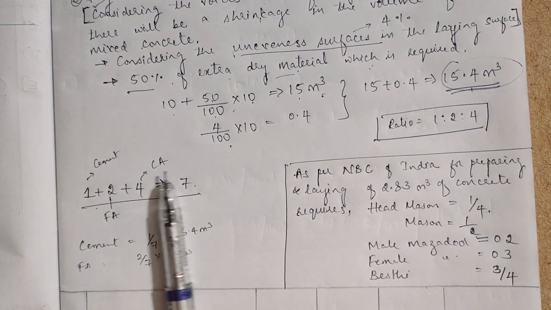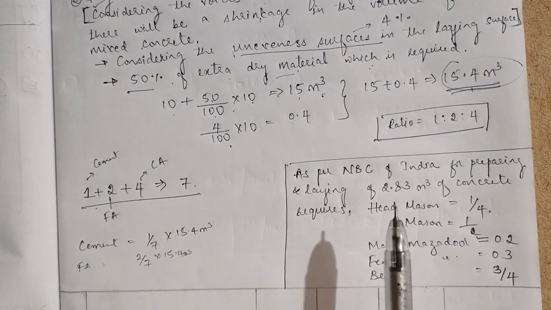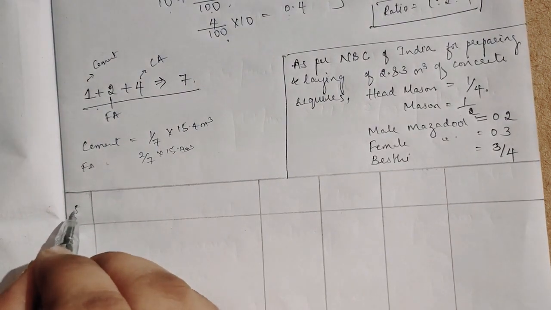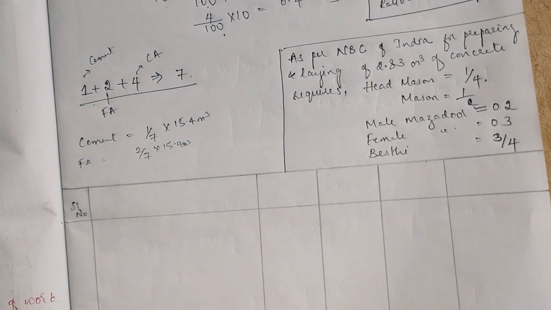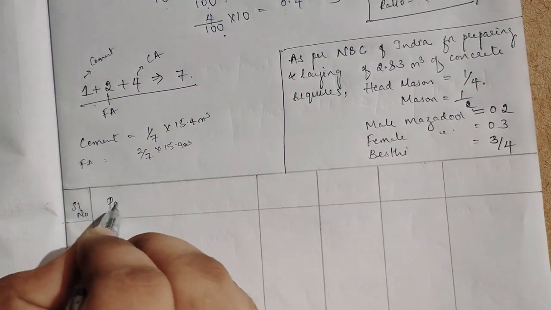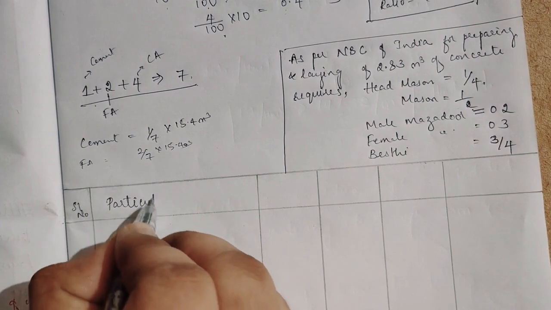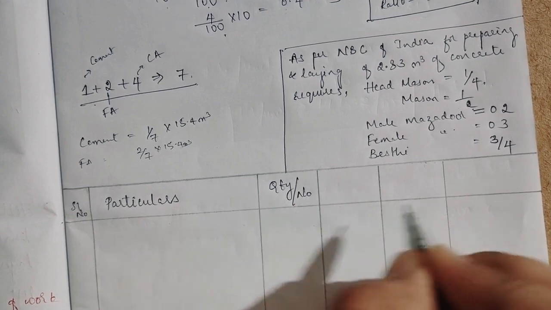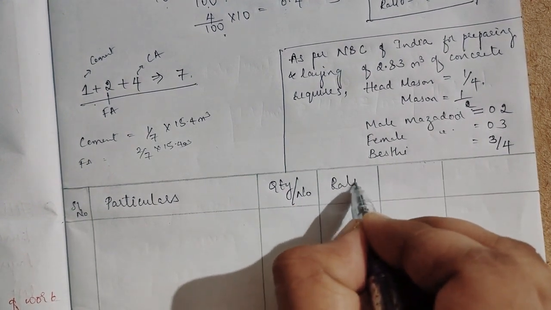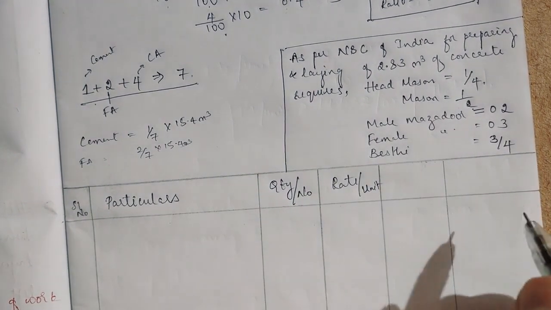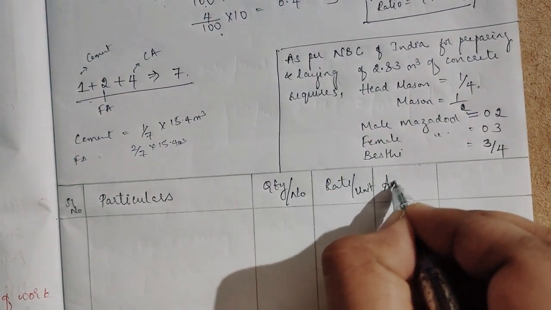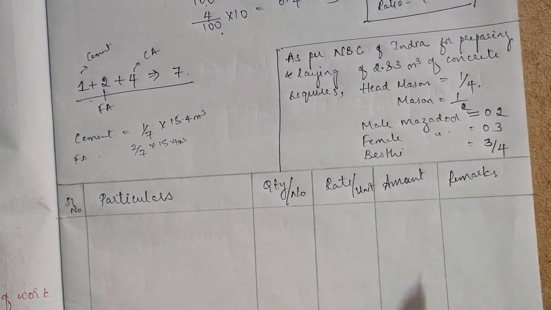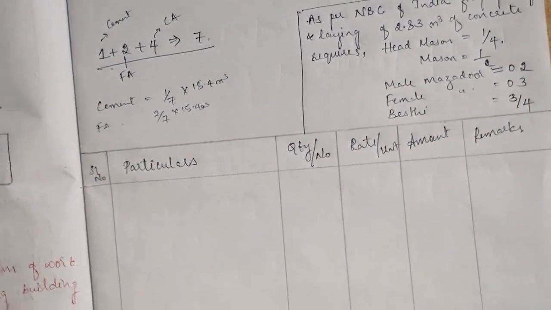This need not be necessary in the exam. You have to write this, and you have to write the tabulated form, which I'll give now. This is the serial number, so every time I will not write. This is the third time; next time I will not write this. Particulars. So next is quantity or number. Next is rate per unit. Next, amount, remarks. Okay, now I'll take one by one.